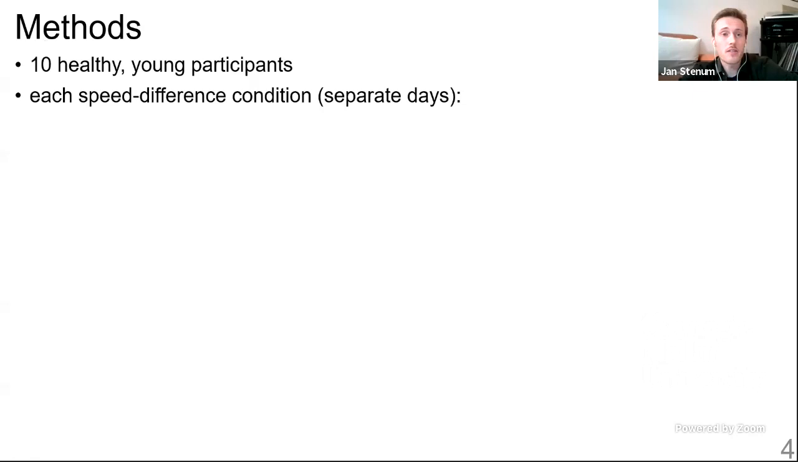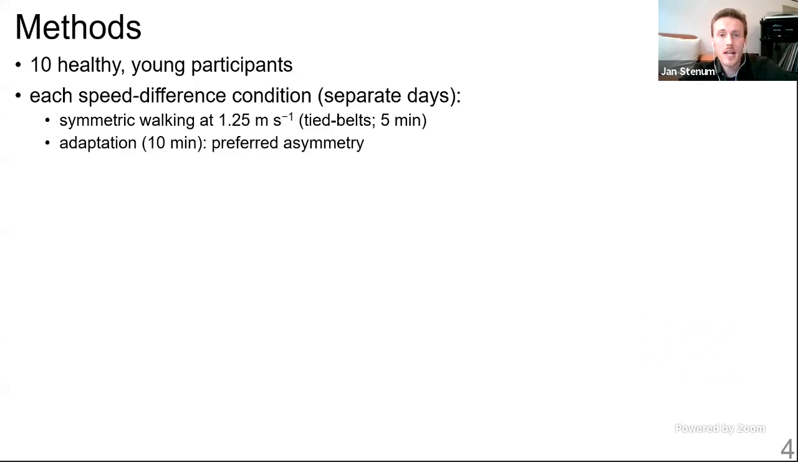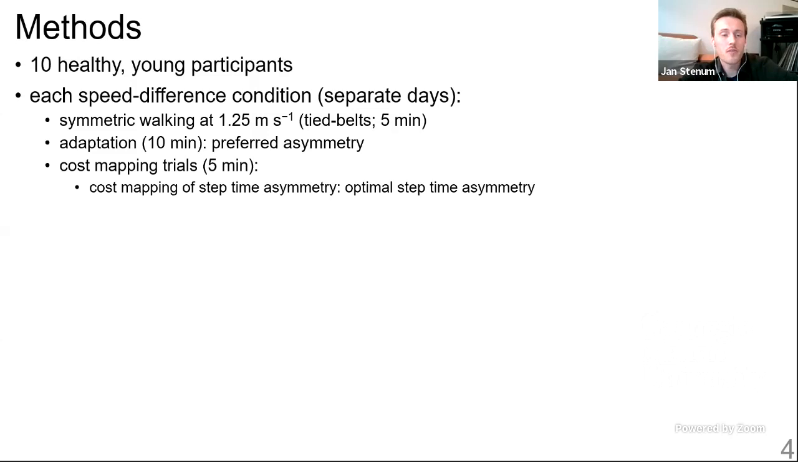We recruited 10 healthy young participants that came into the lab on 3 days, one for each of the speed difference conditions. They first walked symmetrically with belts tied at 1.25 meters per second. Then they performed an adaptation period with belts split. And from that, we found the preferred asymmetry. And then after that, they performed a series of cost mapping trials.